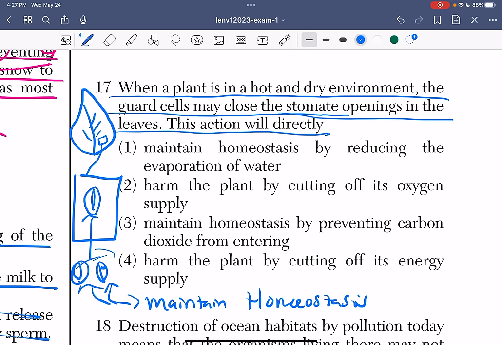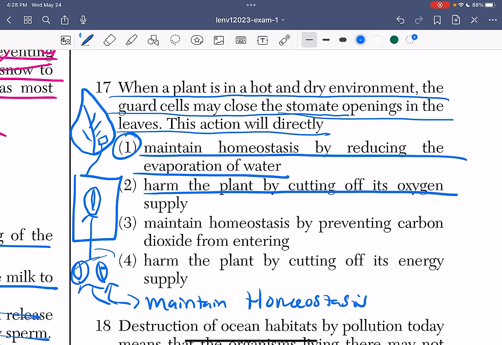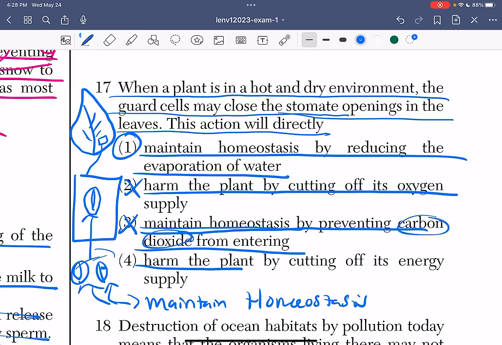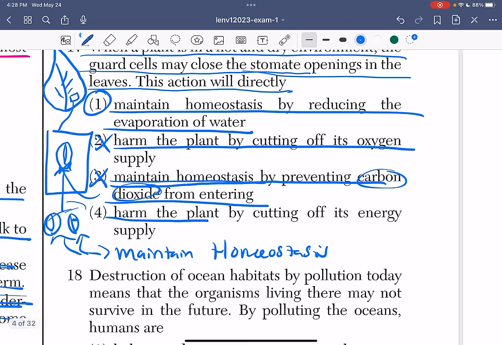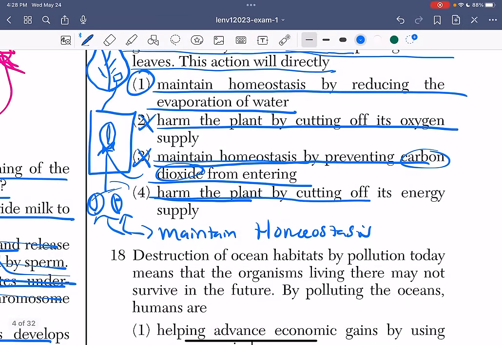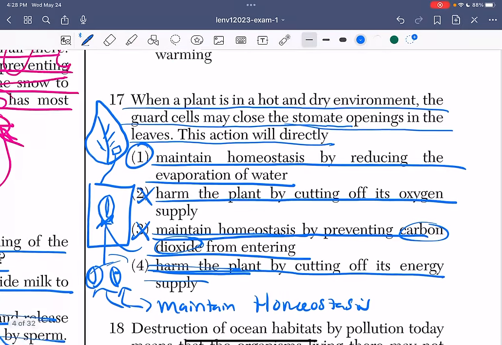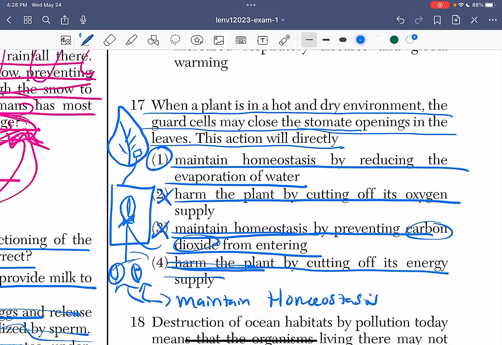Okay, let's take a look at the choices. Maintain homeostasis by reducing the evaporation of water. That's a good reason. Harm the plant by cutting off the oxygen. Guard cells don't cut anything off. Maintain homeostasis by preventing carbon dioxide from entering. Nope. It does maintain homeostasis, but not by preventing carbon dioxide from entering. The plant needs carbon dioxide for photosynthesis. Harm the plant by cutting off. Again, guard cells don't do that. So for 17, the best choice is choice one.